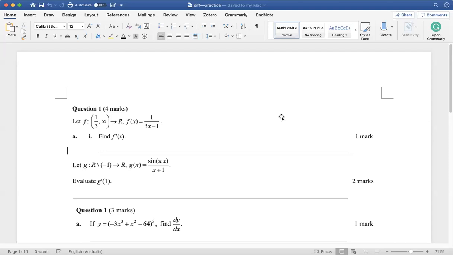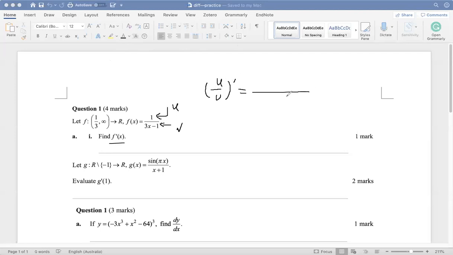Now let's do it. First one, they ask us to find f dash x, in other words the derivative. For this one, it's 1 over 3x minus 1, so we can use the quotient rule. This is our u, this is our v. The quotient rule says (u over v) dash equals (u dash v minus u v dash) over v squared. So my f dash x is just (3x minus 1) squared as my v squared.